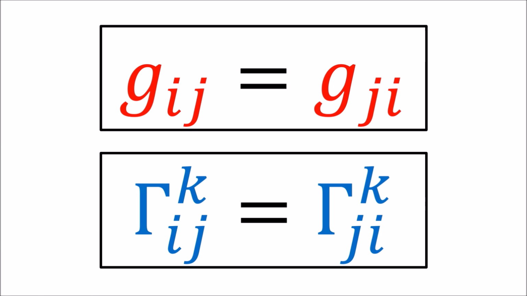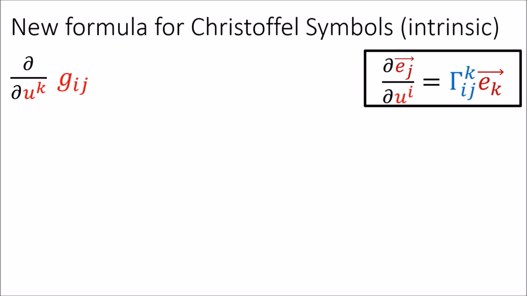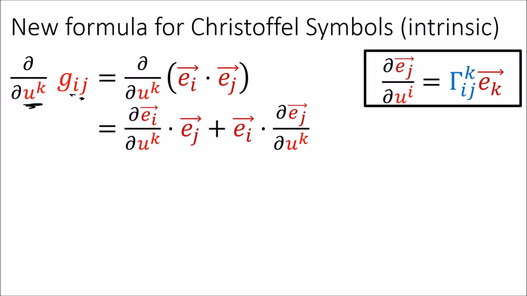So given these two facts and a bit of mathematical ingenuity, we can actually solve for the Christoffel symbols. So we start by taking the derivative of the ij metric tensor components in the direction of the u^k coordinate. And remember, the metric tensor is just the dot product of the basis vectors. Now, to differentiate this, we're going to use a special version of the product rule. This is like the ordinary product rule where we have a sum of two terms. In the first term, the derivative is applied to the first factor, and in the second term, the derivative is applied to the second factor.